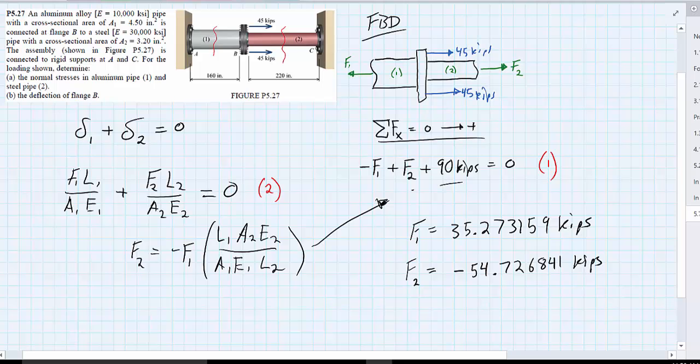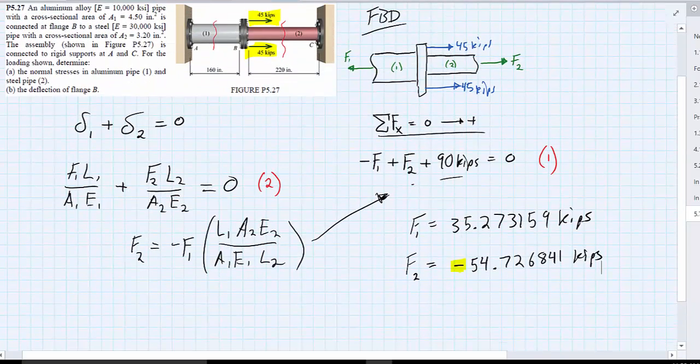Okay? So with these two known forces, we can now find the stresses in each of our members and verify that this makes sense. Force 2 is negative, which makes sense because with 45 kips here and here, that's a compressive force acting on member 2, so it's negative. And this would be a tensile force acting on member 1, so it's tension, our positive value. Those just make sense, right?